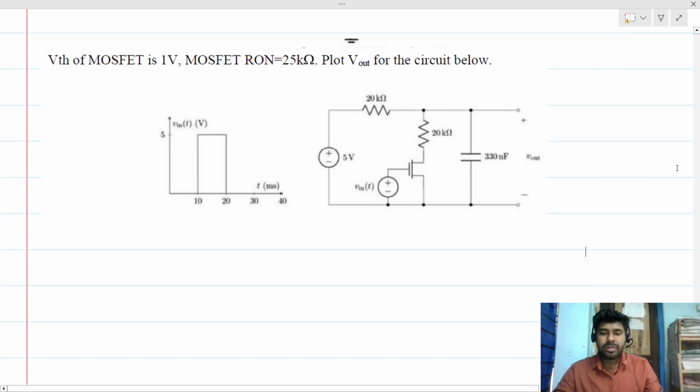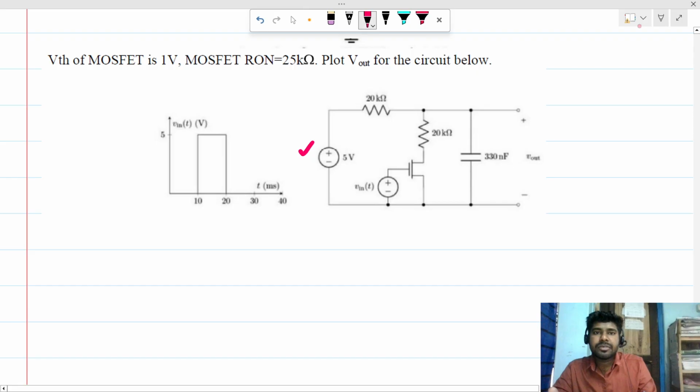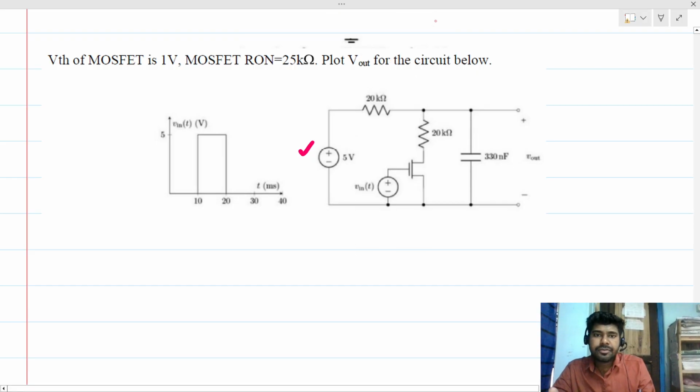So today we will be solving this very interesting interview question. Basically, we have a MOSFET based circuit with resistance and capacitance, and we have two voltage sources. One is this voltage source of 5 volt constant, or you may treat it as 5 UT. So this is, let's say, 5 UT. And there is another input of Vin.